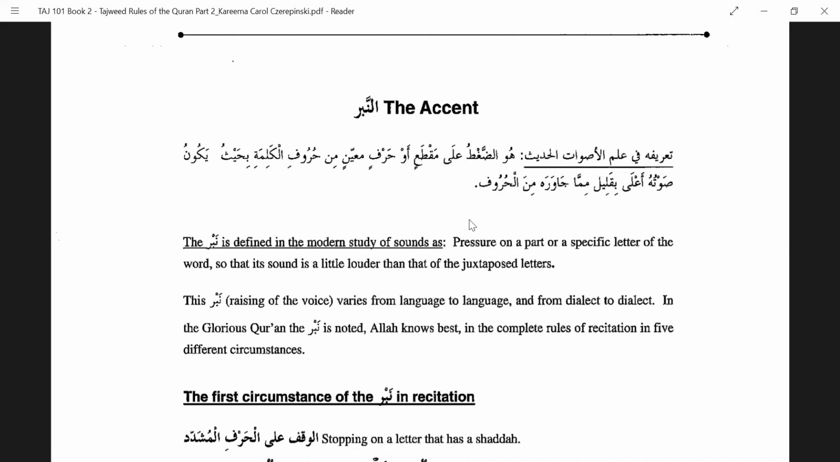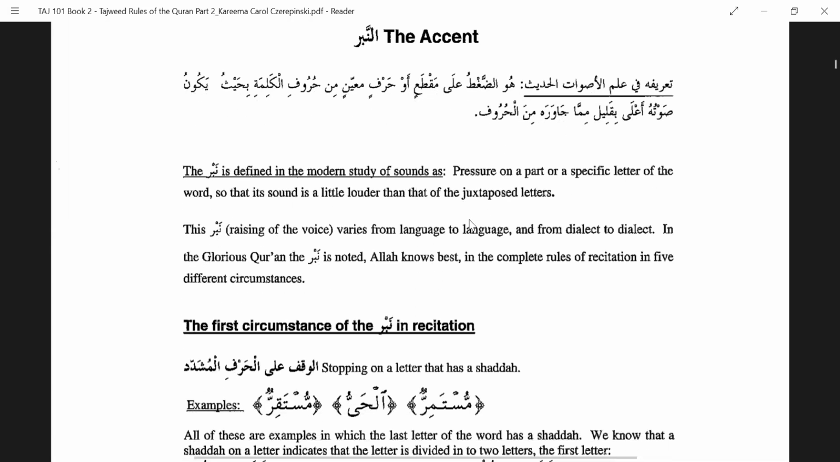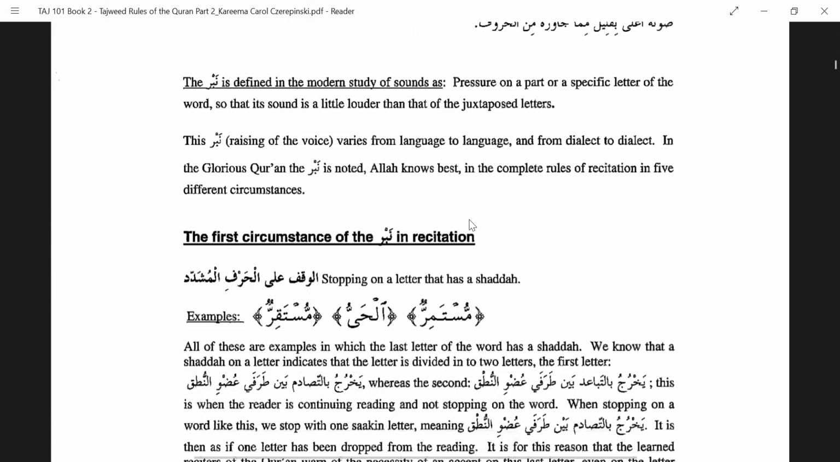Now what is nabr? Raising of the voice, so that the sound of that letter will be louder than the others. This nabr, raising of the voice, differs from language to language and from dialect to dialect. Even in the glorious Quran, nabr is noted. And Allah knows best, in the complete rules of recitation it applies in 5 circumstances. So even while reciting Quran, you will do nabr, and there are 5 situations when you need to do that. And that is what is mentioned here.